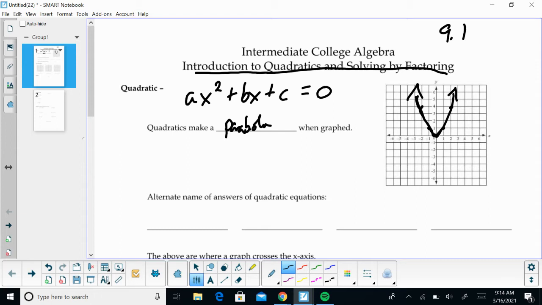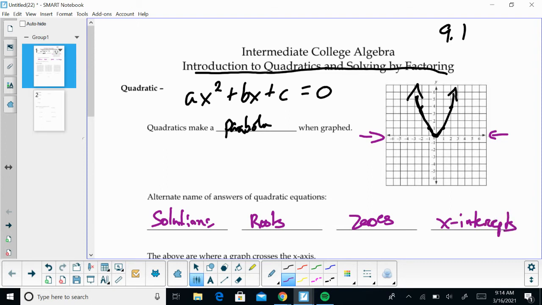Specifically, we want to talk about where our parabola crosses the x-axis. Where it crosses or meets the x-axis are called answers to quadratic equations. We also call these solutions. We call them roots. We call them zeros and x-intercepts. So any of these four names might be used to describe where my parabola intersects my x-axis.